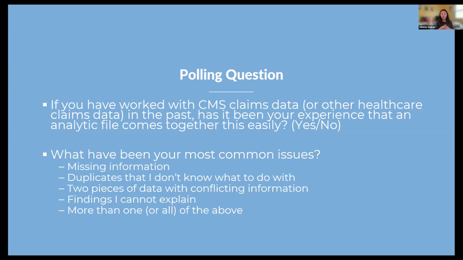So let's go ahead and do another poll question. This is for people who have worked with CMS claims data. If you have worked with the claims data in the past, has it been your experience that an analytic file comes together this easily? Yes or no? And if no, what have been, or I guess if yes too, you probably also had these issues, what are your most common issues? Is it missing information? Duplicates you're not quite sure what to do with, two pieces of data with conflicting information, findings that you can't explain, or more than one or all of the above?